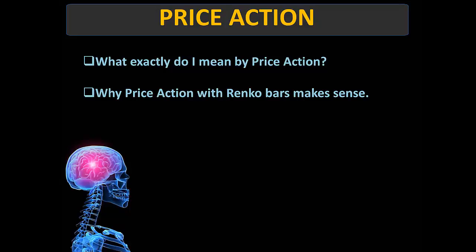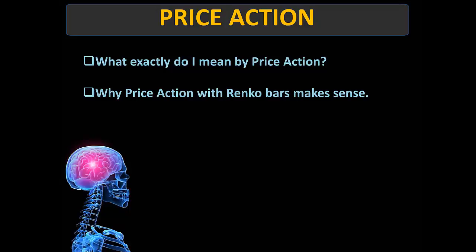Now, there are 3 commonly used types of data that don't use time. They're range bars, Renko bars, and tick bars. Of the 3, Renko bars are the most efficient and cleanest of the non-time related types of data, and quite frankly, the only type of data my concept of price action will work on.